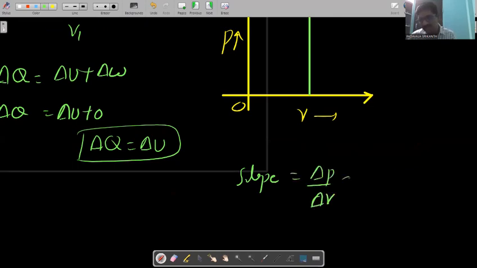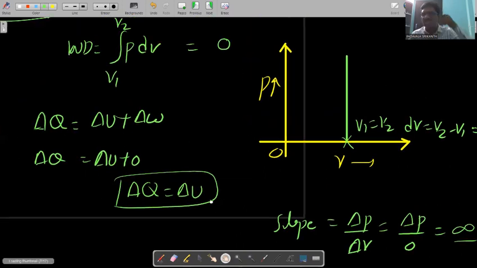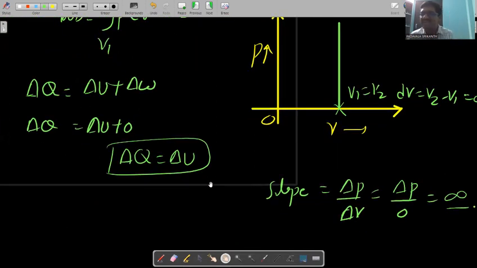Delta P by delta V. There is no change in volume. Therefore, it becomes 0. See, there is no change in volume. Initial volume is equal to final volume only. Therefore, I can say dV is equal to V2 minus V1 is equal to 0. Therefore, anything by 0 has to become definitely infinity or undefined. The slope of the PV graph, especially for the isochoric process, has to become definitely infinite.